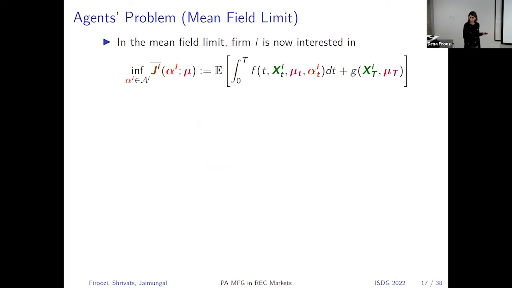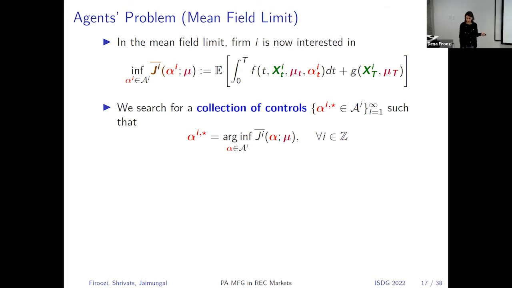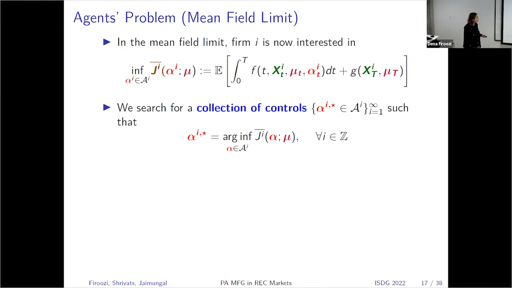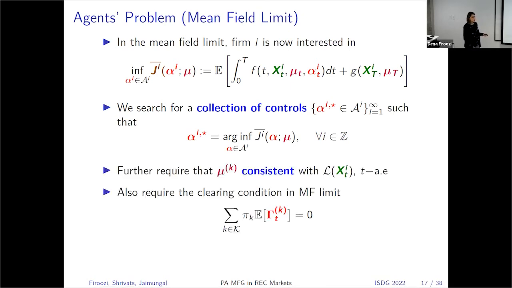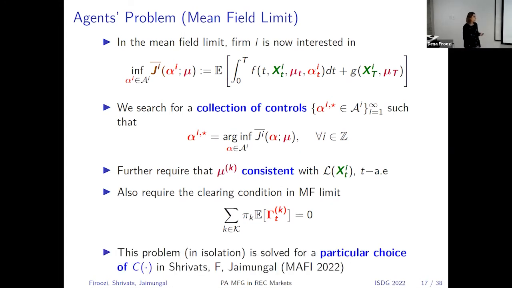So here you see the infinite population version of the problem where the empirical distribution is replaced with the mean-field distribution. Now we aim to find the Nash equilibrium for the limiting version of the problem. And here we have the clearing condition in the limiting case. In the limiting case, we impose the weighted sum of the expected trading rate of representative agents from K subpopulations equal to 0. This weight is the proportion of agents in each subpopulation. Okay, now with this setup, we can solve the problem. I don't want to spend much time on this. This has been addressed for a particular case of penalty function in our prior work.